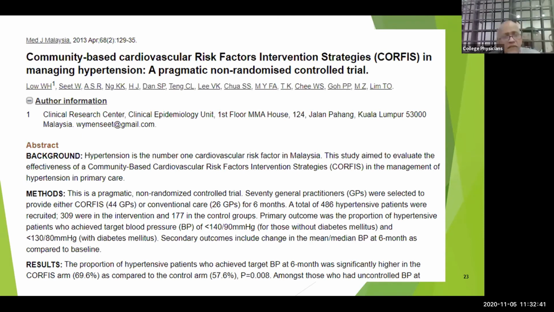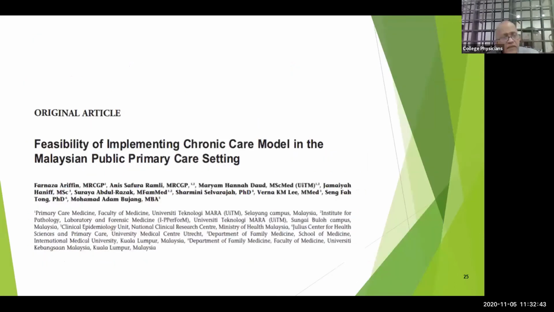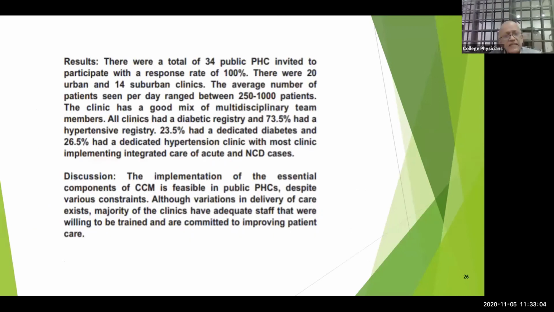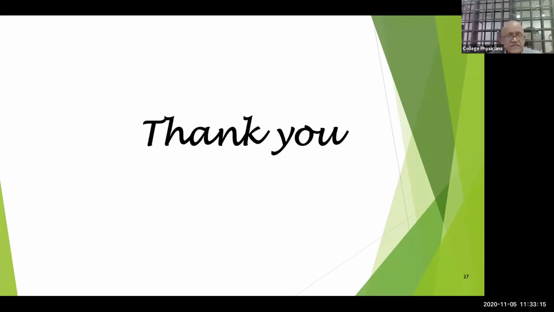Then there was another paper about 2 years ago to see the feasibility of implementing the chronic care model in the Malaysian public primary care setting. This was by a group of primary care researchers led by UITM. What they found was that it is feasible in our setting, and if there is good training and commitment, there can be improvement in care of chronic diseases. So I will end here. If there are any questions, I'll be happy to answer them.